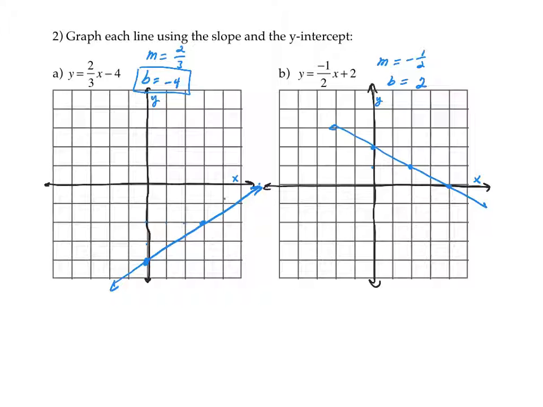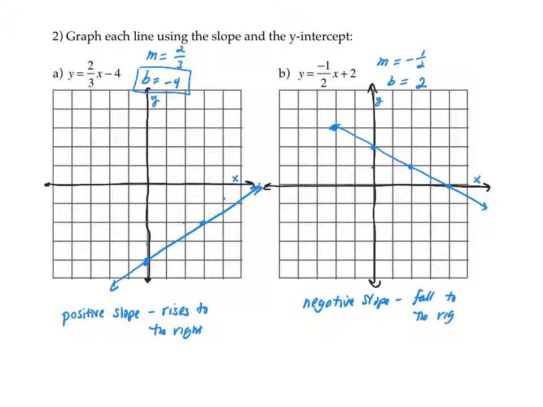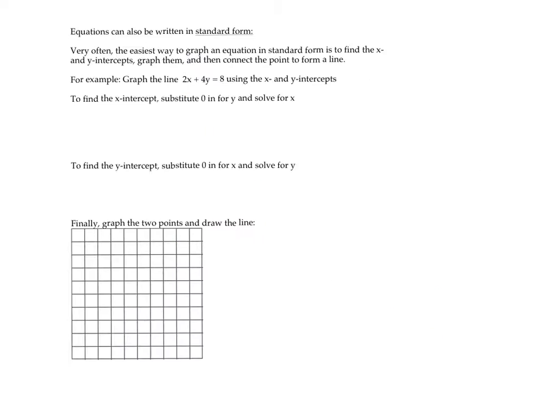Now we could have also gone up 1 and to the left 2, and that would have been another point on our line. Okay, lines with a positive slope rise to the right, while lines with a negative slope fall to the right. So when you read your line from left to right, if it's increasing, it has a positive slope. If it's decreasing, it has a negative slope.